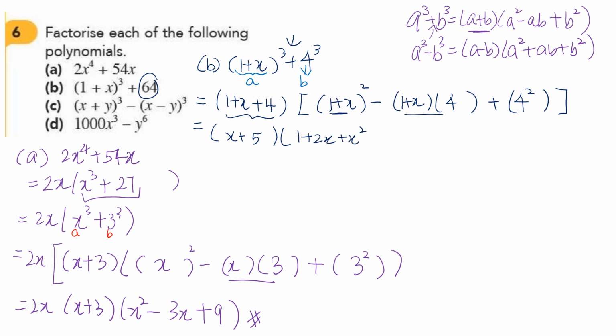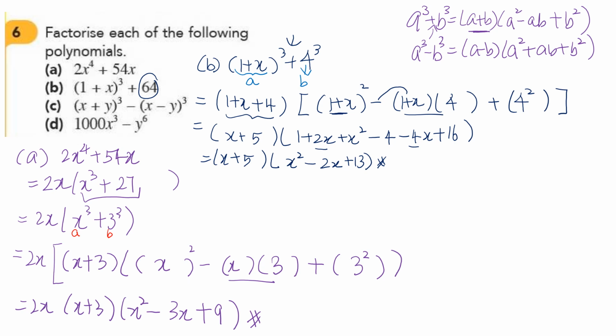This one also needs to be expanded. Will give me 4. Okay, watch out. Minus 4x. 4 squared is 16. Right, simplify further. Put x squared first, so x squared. Then followed by 2x minus 4x will be negative 2x. 1 minus 4, negative 3. Negative 3 plus 16 is 13. Okay, right.